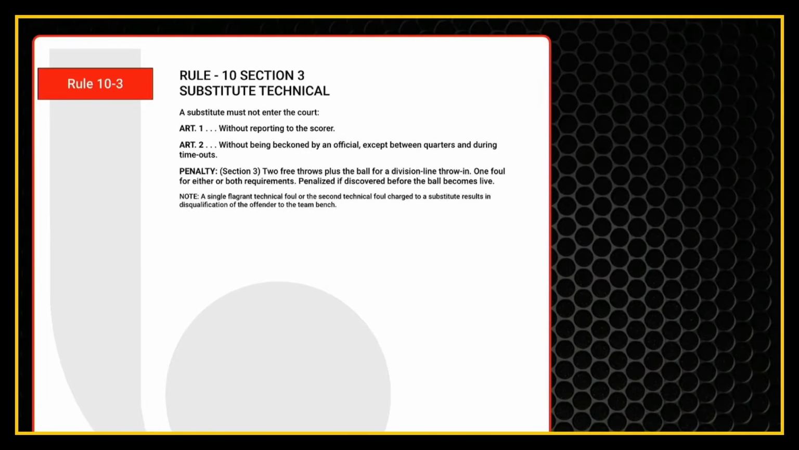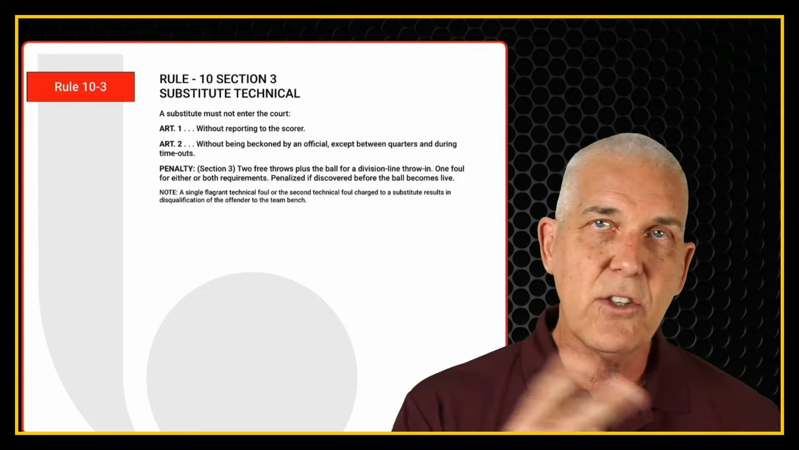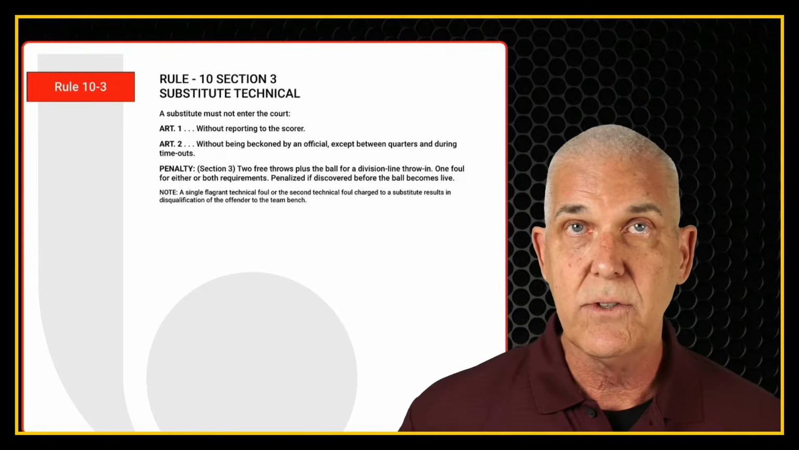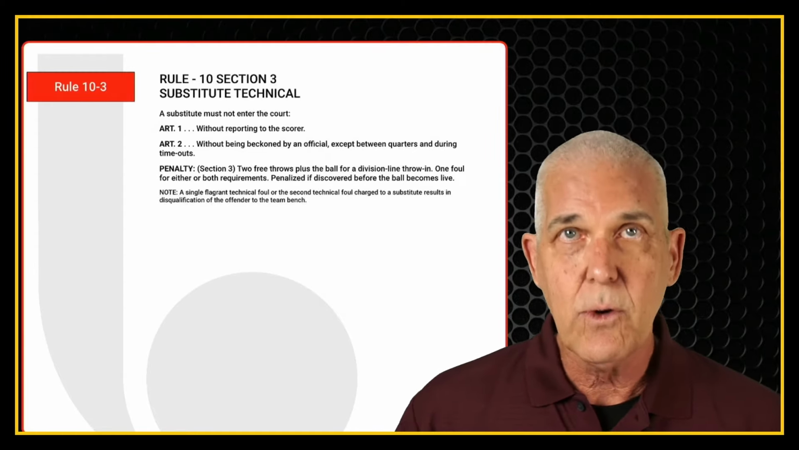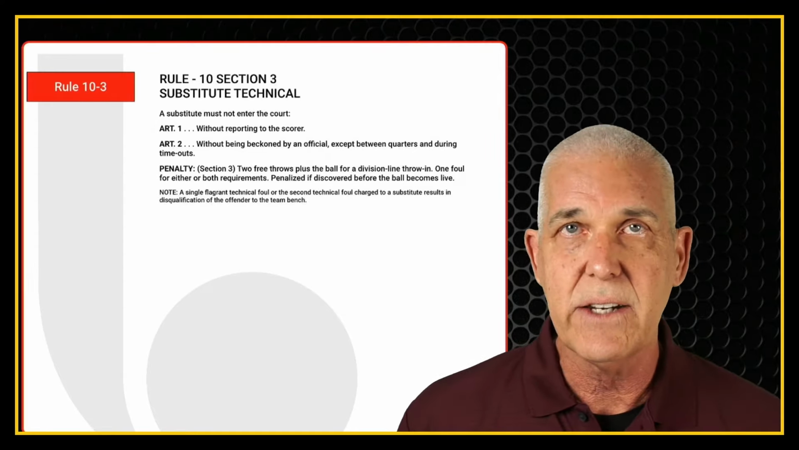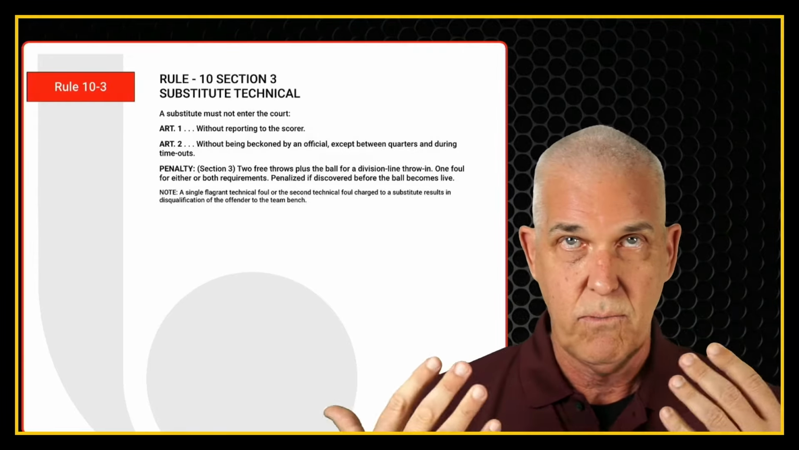So if we look at the specifics, a substitute must not enter the court without reporting to the scorer, or Article 2, without being beckoned by an official, except between quarters and during timeouts. During a timeout, the coach calls a timeout, sends 2 subs to the table. The 2 subs go to the table and say, hey, I'm substituting in. And the scorer says, okay, 12 and 15 are entering the game. Okay, those are non-administered substitutes, right?